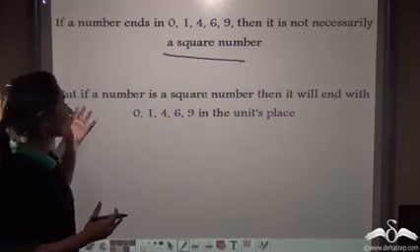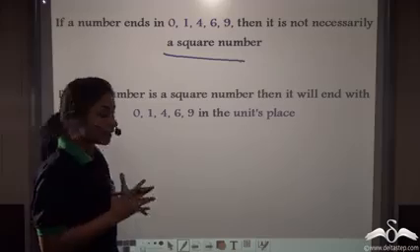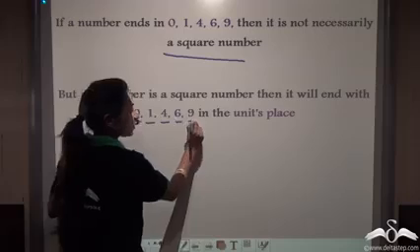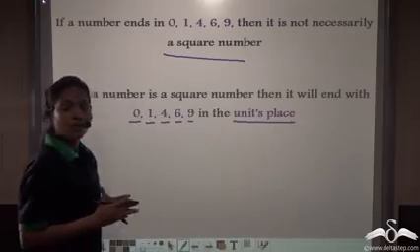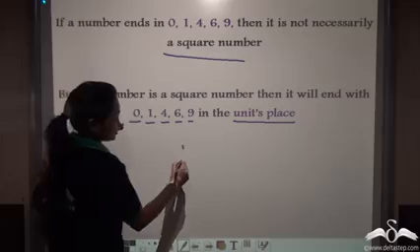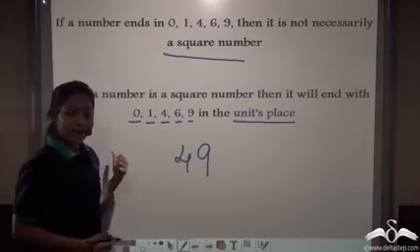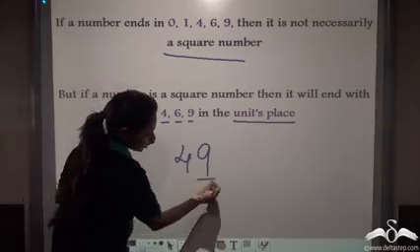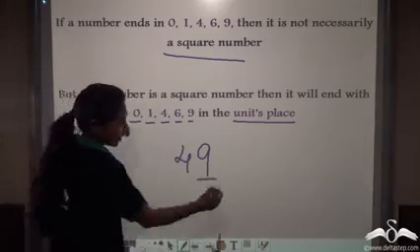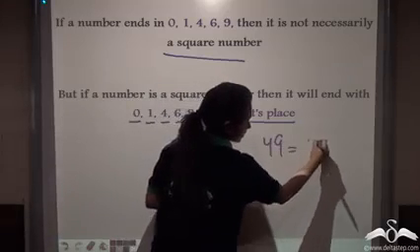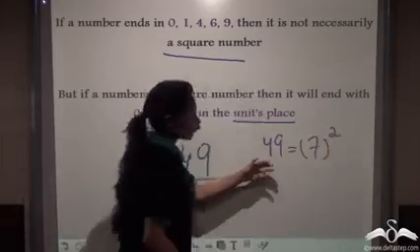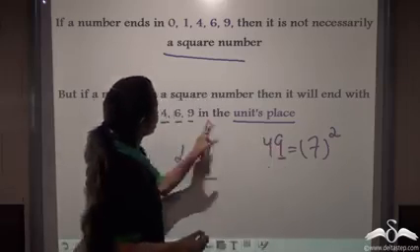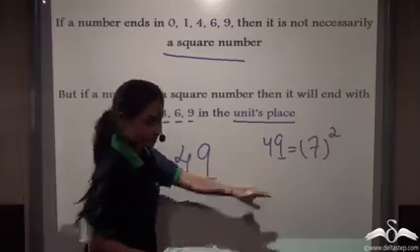What we are saying is, if a number is a perfect square or a square number, then it will end with the digits 0, 1, 4, 6 or 9 in the units place. For example, let's check 49. Well, 19 was not a square number, but 49 has 9 in the units digit, and you know that 49 is actually 7 square. So 49 is a perfect square. So again, it is having a digit which is among these in the units place.